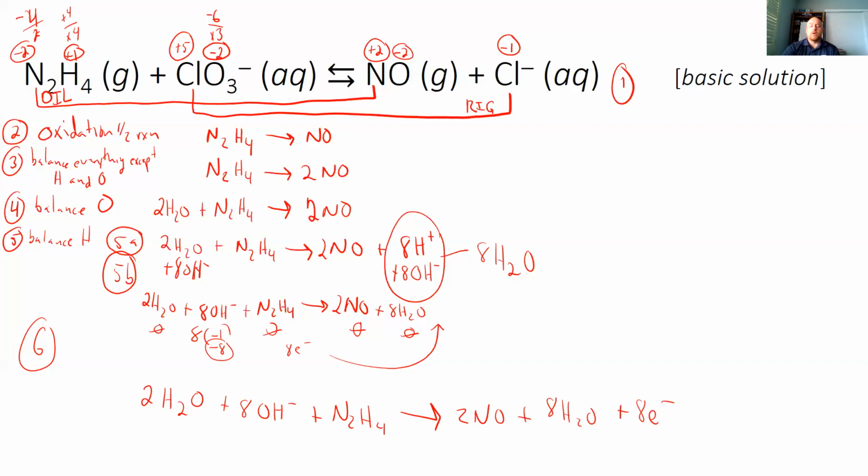Now, as we go into our next slide, we're going to go back to step 2, but this time for the reduction half reaction. And the reduction half reaction, remember, if we go up to this equation, we figured out is chlorate reacting to form chloride. So we'll do step 2.